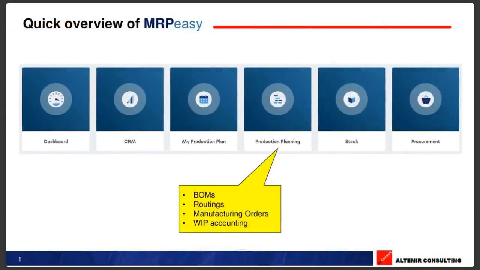Production planning, however, is where most of the action takes place as far as shop floor manufacturing. It allows you to develop and maintain your bills of material, create manufacturing routings, and then combine the BOMs and routings into manufacturing orders that you then release into the shop floor.